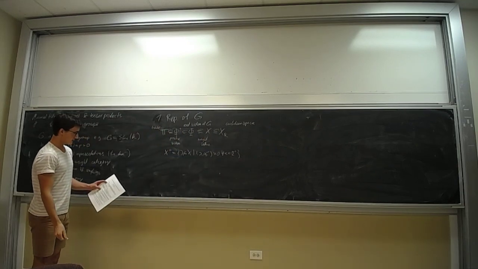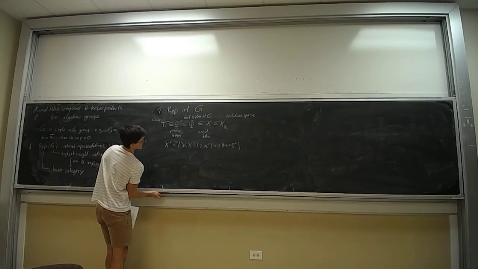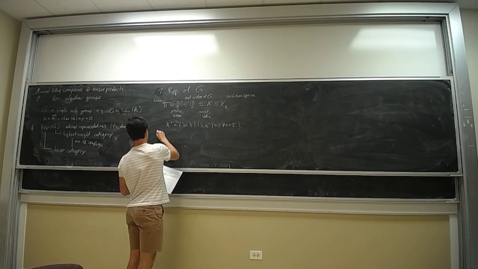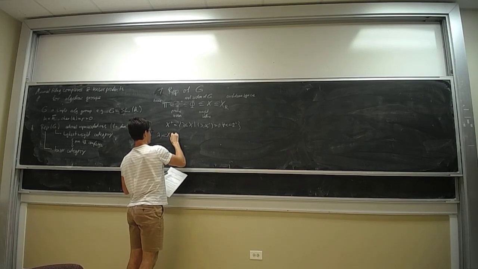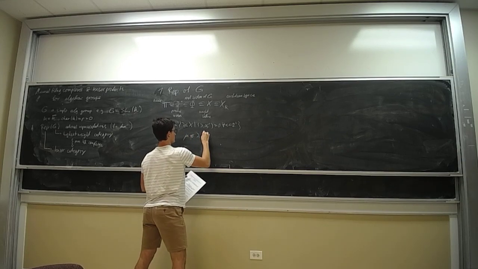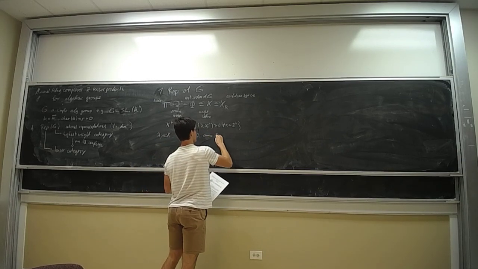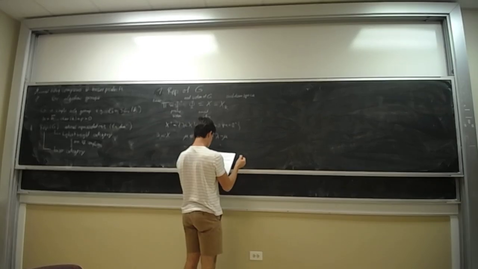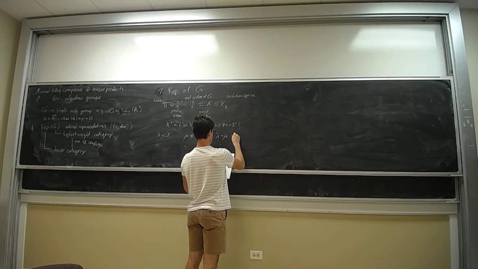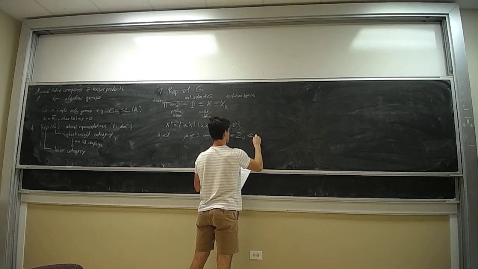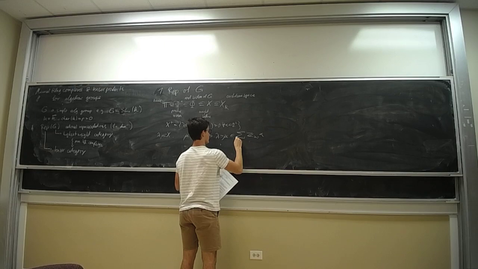These are the dominant weights, and there's a canonical partial order on the weight lattice, which is defined by saying that for lambda and mu in X, we say that mu is less than or equal to lambda if and only if the difference between the two is a non-negative integer linear combination of simple roots. So this should be an element of the set of non-negative integer combinations of alpha, where alpha runs over all simple roots.